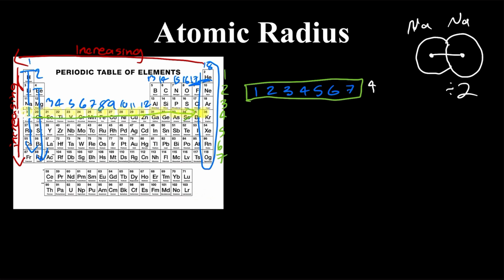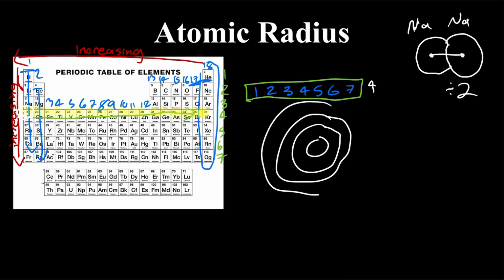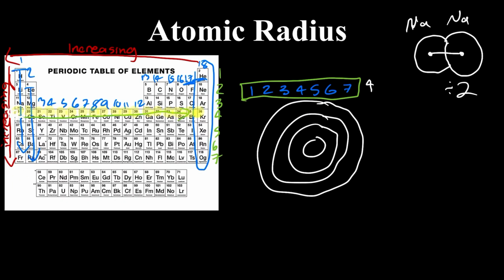So we're right here. Let's say we're in the 4th period, exactly where I have highlighted in yellow. That means we have 4 shells: 1, 2, 3, 4. And as we're increasing the number of protons and the number of electrons, there's going to be more force of attraction. There's going to be more protons pulling on more electrons, making it tighter and smaller. So when you're going this way, it gets smaller because there's more protons, more electrons, more magnets.